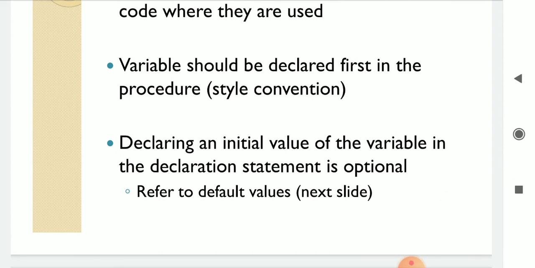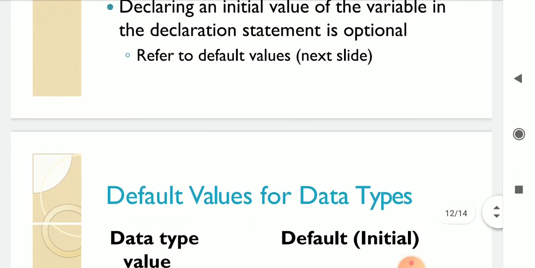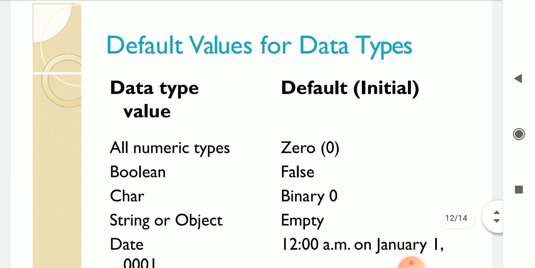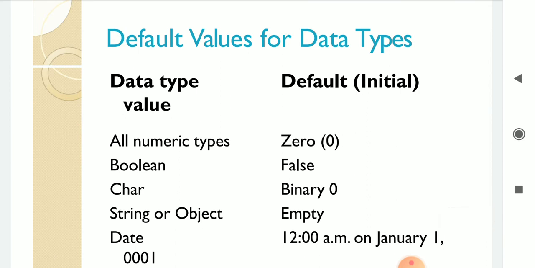Declare an initial value of the variable in the declaration statement. Actually, it is optional, but as I told you, if you are giving the initialization value in the variable, then that value will take place. If the user is not giving one, then automatically the default value will work. What are the default values? If you are not giving any value in the variable, what will be the default value for the particular data types? All numeric data types, meaning integer, float, double: if you're not giving a value, then automatically it will take 0.